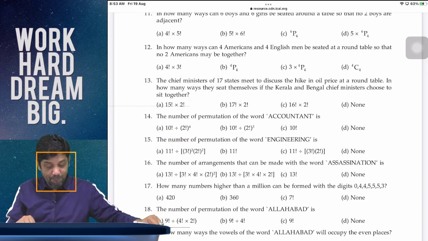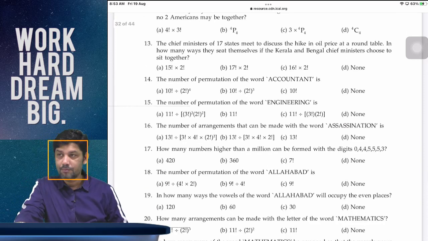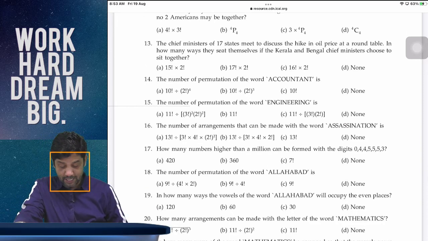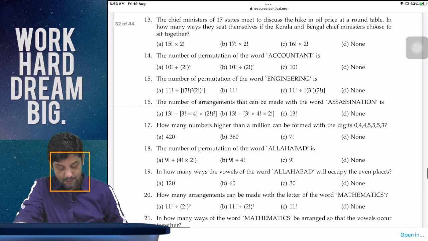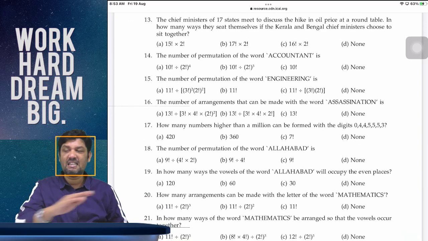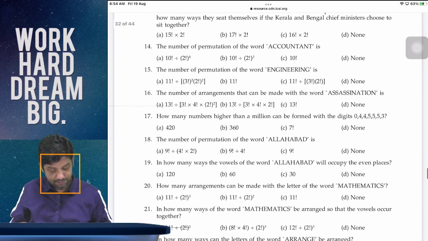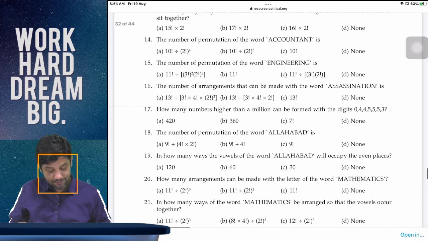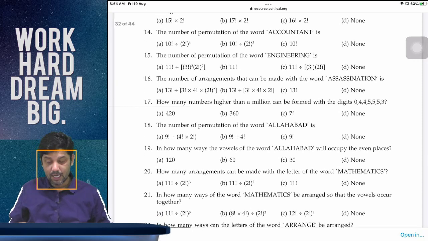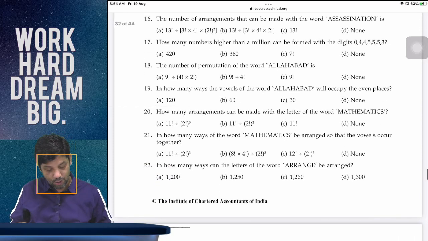Now look at this. The number of permutations of the word accountant. 10 factorial divided by 2 factorial raised to 4. Option A. Okay, engineering. Option A. Assassination. Option A. Yeah, assassination. Option A. Next. Allahabad. Option A.